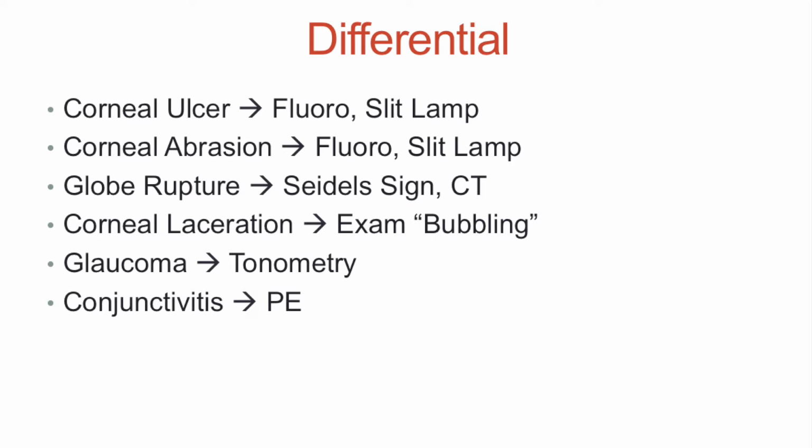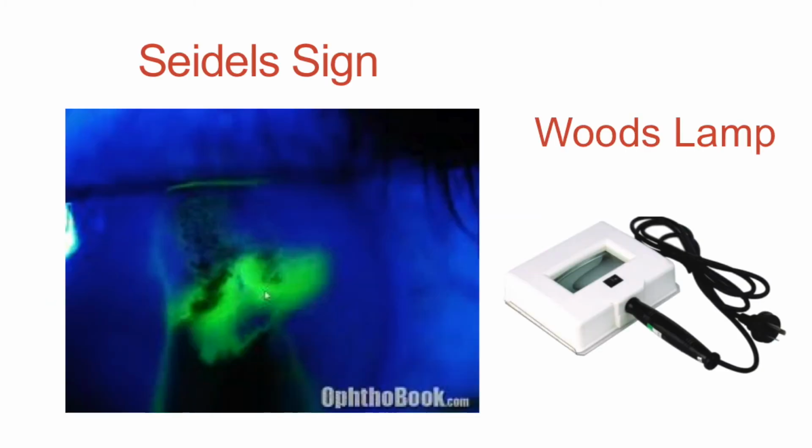A corneal laceration, which on exam, when we put in the fluorescein, you can see a little bubbling effect, and I'll show a picture of that. Glaucoma, which is an increase of pressure in the eyes. Typically we see this in the older and elderly population, and we use tonometry, which is a measurement of the pressures. And then conjunctivitis, which is usually diagnosed just on the physical exam and the history.